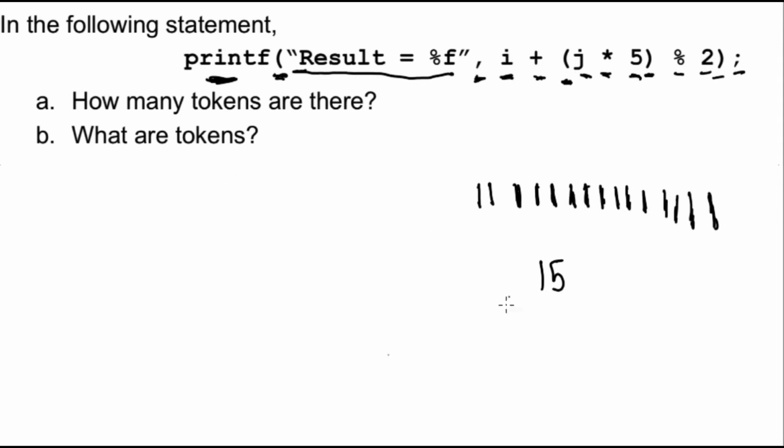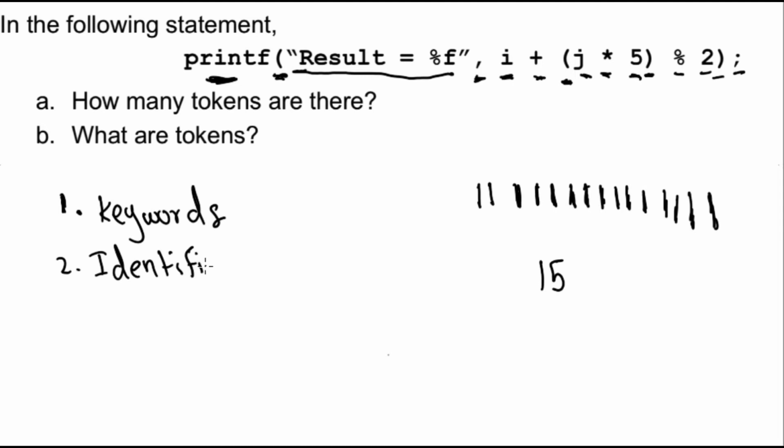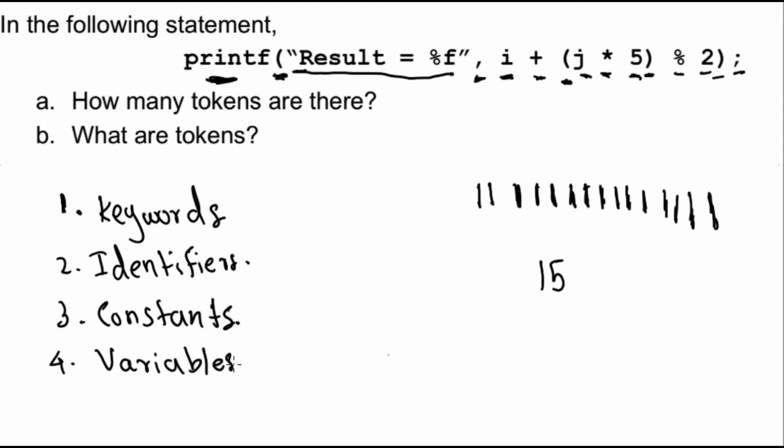Now I made a separate video on tokens. I explained everything briefly. Now let's look at the 6 tokens. First one is keywords, and the second one is identifiers, and third one is constants, and fourth one is variables, and then fifth one is string, and the last one is operators.